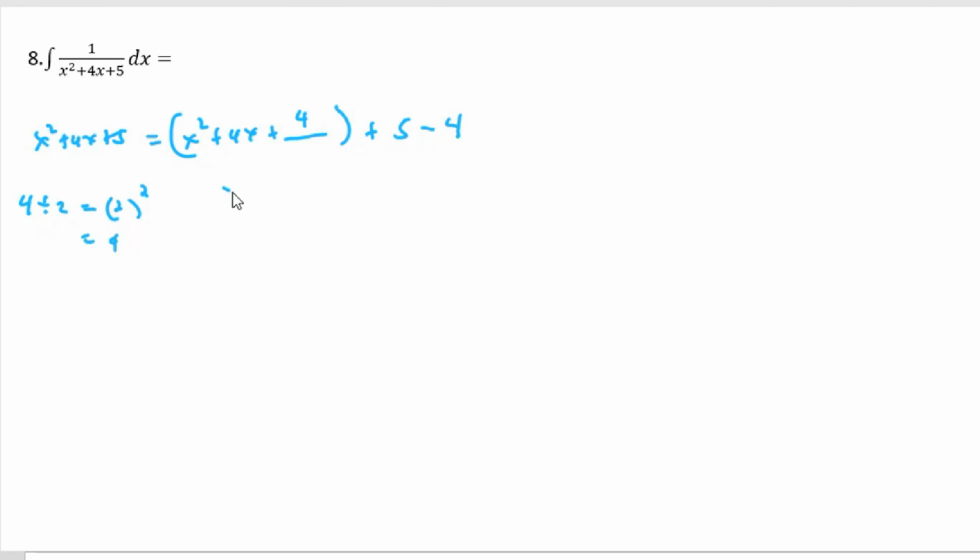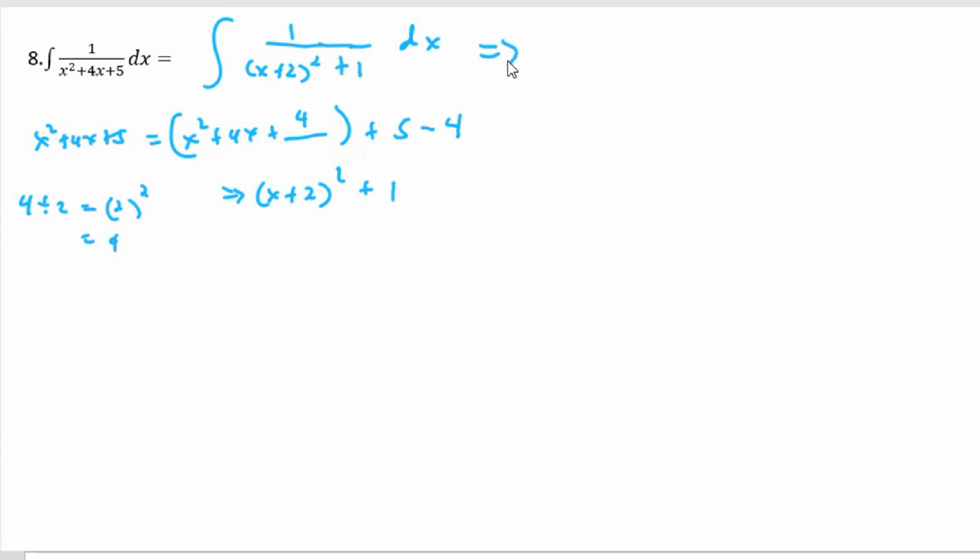So now we are going to factor inside the parentheses. So it will give us the square of binomial. So therefore this is now x plus 2, the square. And then 5 minus 4 is just equal to 1. So therefore, we can now rewrite the given as 1 over x plus 2 the square plus 1 of dx.